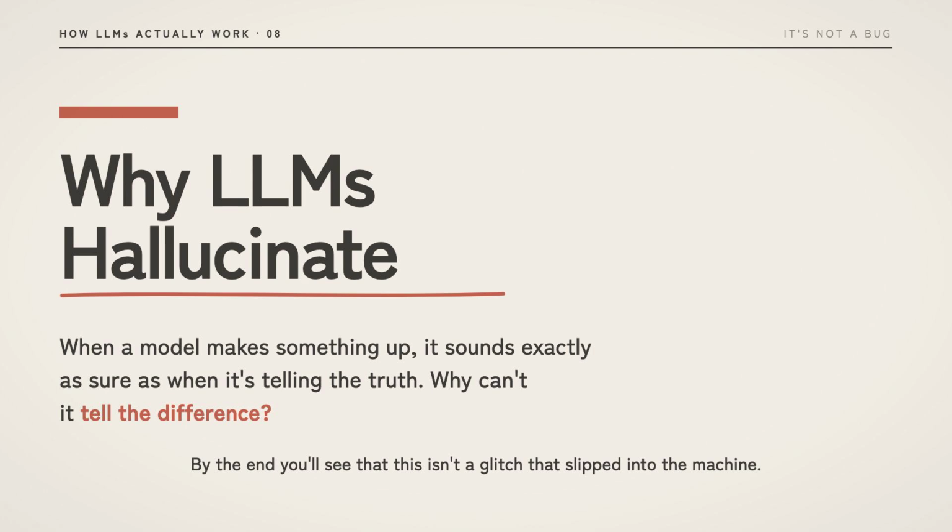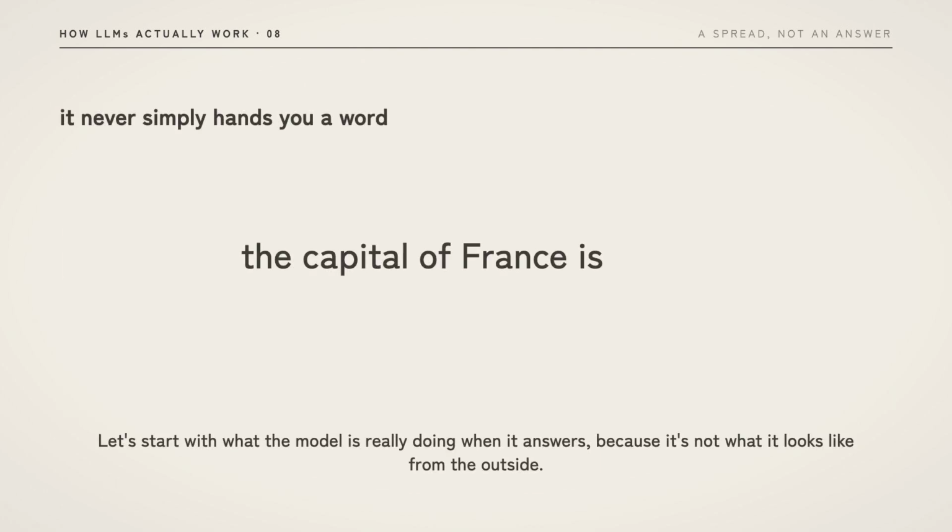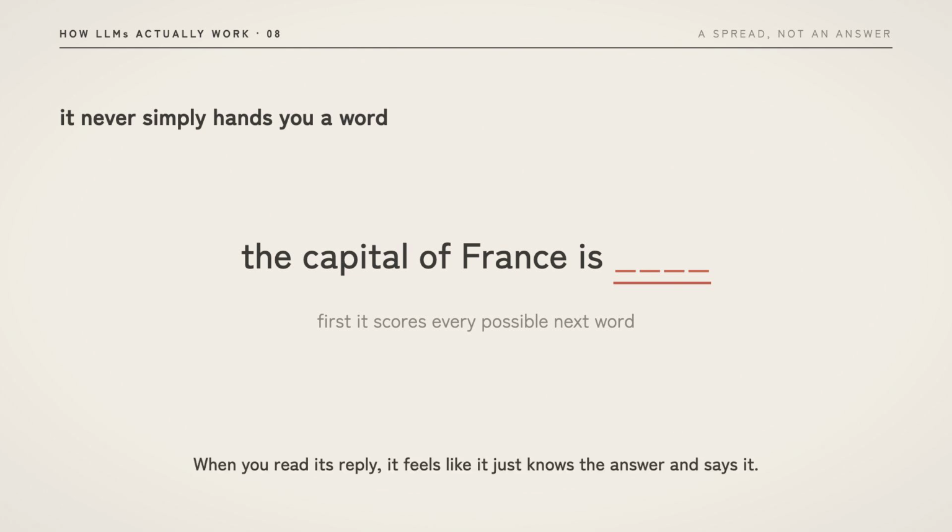By the end, you'll see that this isn't a glitch that slipped into the machine. It's the same machinery you've already watched in this course, doing exactly what it was trained to do. Let's start with what the model is really doing when it answers, because it's not what it looks like from the outside. When you read its reply, it feels like it just knows the answer and says it. But that's not what's happening underneath.